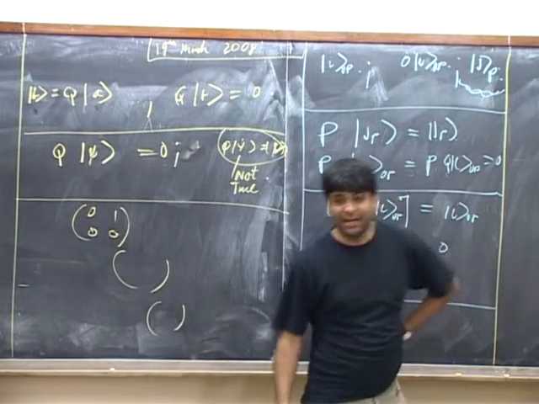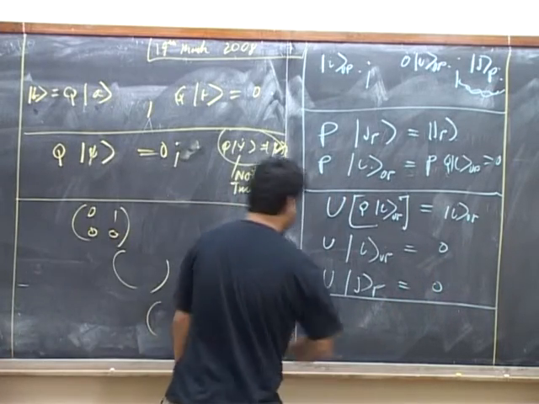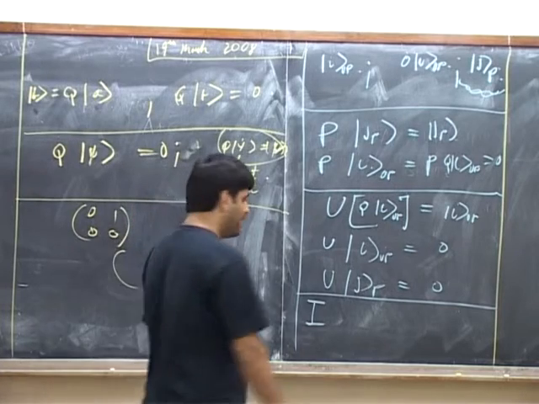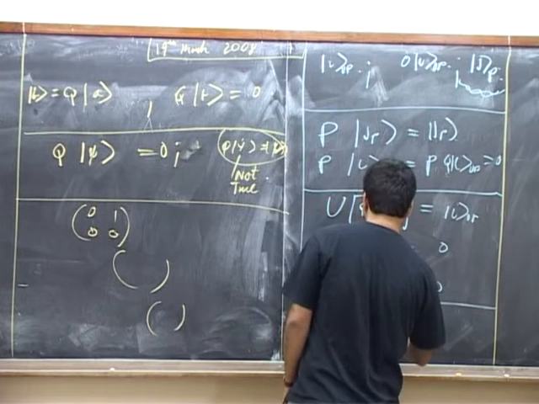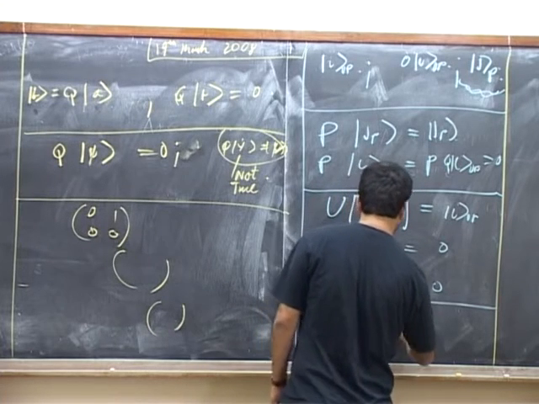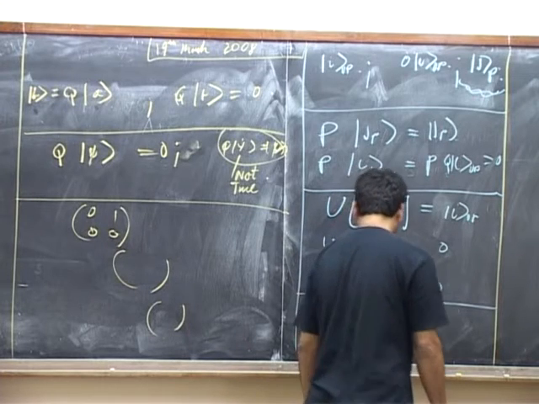Now, in terms of these operators, I make the important claim. The identity operator can be written as P plus Q U plus U Q.